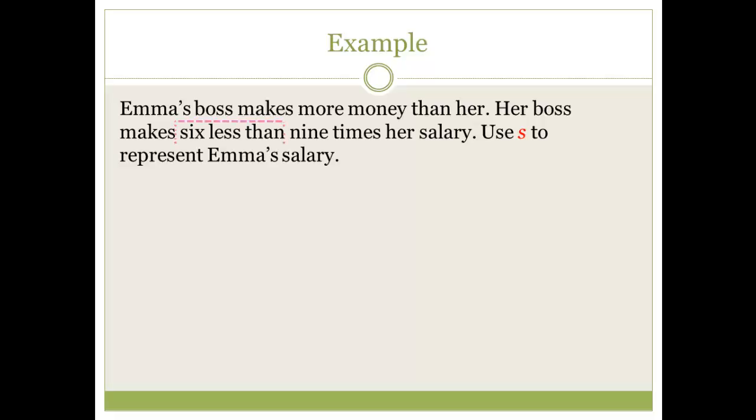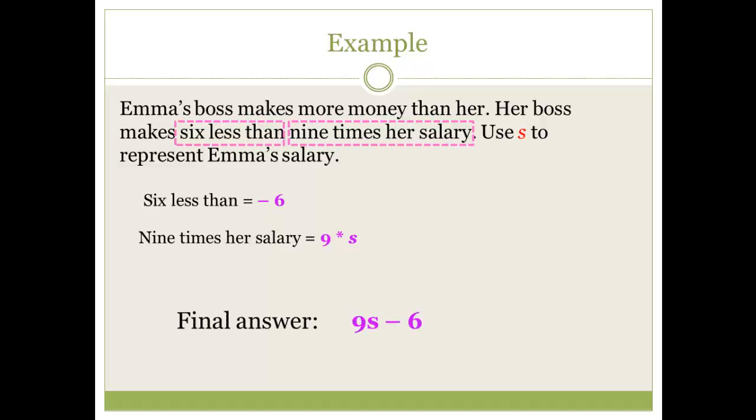First, let's look at the term 6 less than. We know less than means to subtract. So 6 less than means minus 6. Next, you have 9 times her salary. We know that S has to represent Emma's salary. Also, it says it's 9 times her salary. So 9 times her salary translates to 9 times S. When you combine the two expressions, you will get a final expression of 9S minus 6.